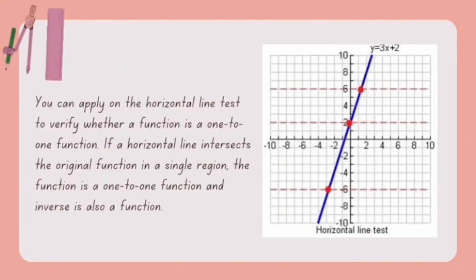You can apply the horizontal line test to verify whether a function is a one-to-one function. If a horizontal line intersects the original function in a single region, the function is a one-to-one function and its inverse is also a function.